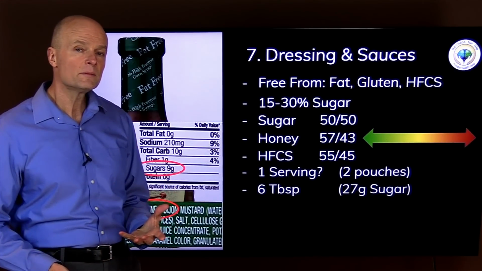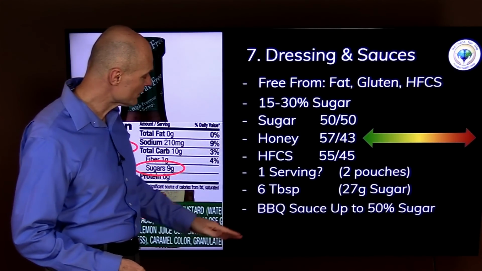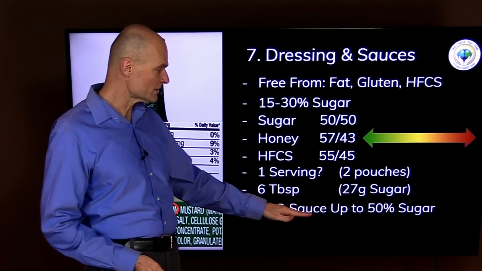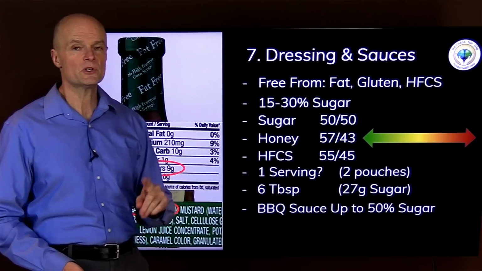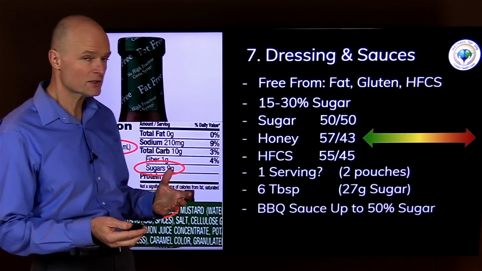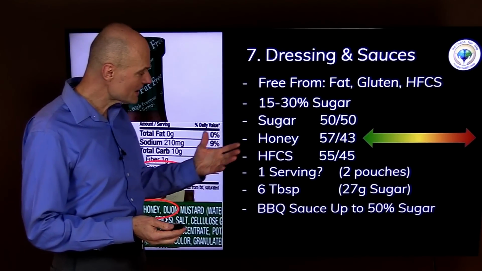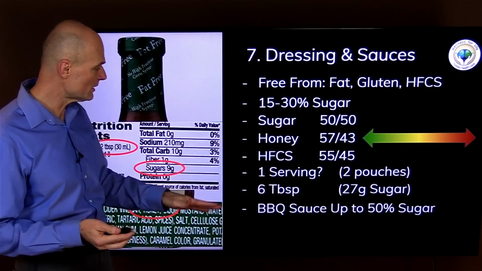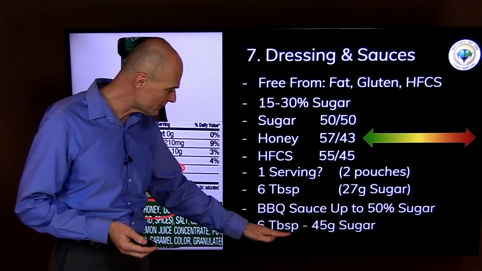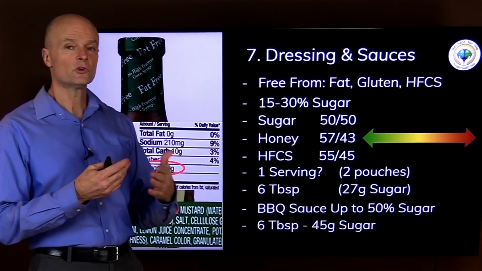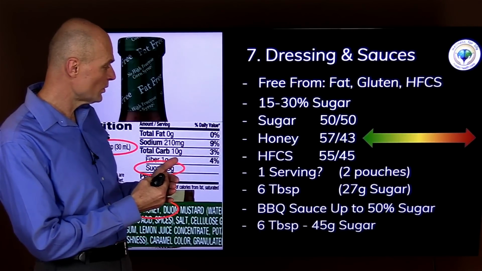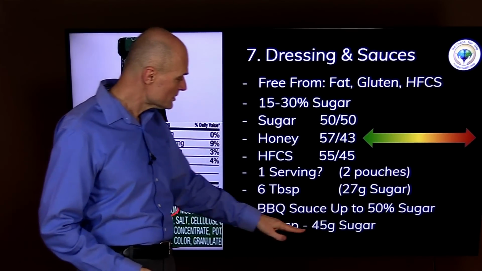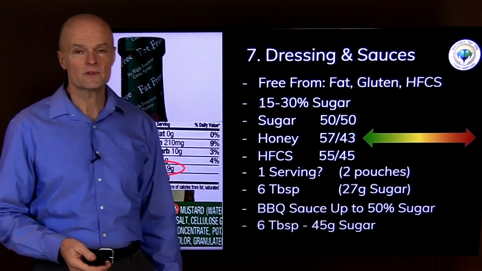And most condiments will have a lot of sugar, but one of the worst is barbecue sauce. They can have up to 50% sugar in some of the brands, so watch for that. And same thing as with the dressing, how much is a serving? Well, I don't think a lot of people would have much trouble getting through 6 tablespoons with a rack of ribs. So there is 45 grams of sugar for you.